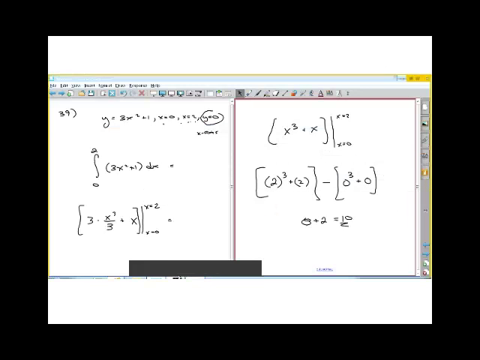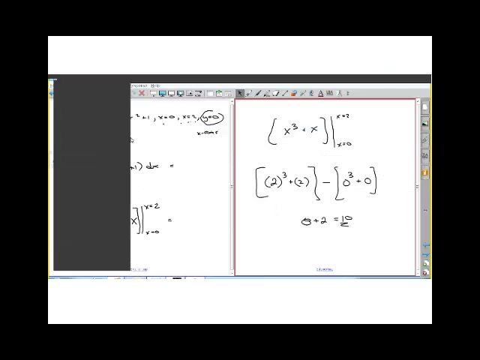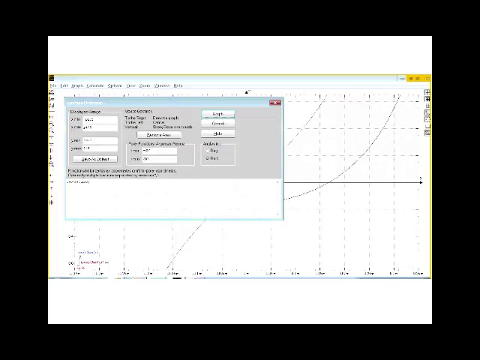So we're just going to look at the graph. We're not going to look at the integral, and I just didn't do what I was supposed to. Go to the graphing program. Okay, so the function was 3x squared plus 1. And let's go from 0 to 2.